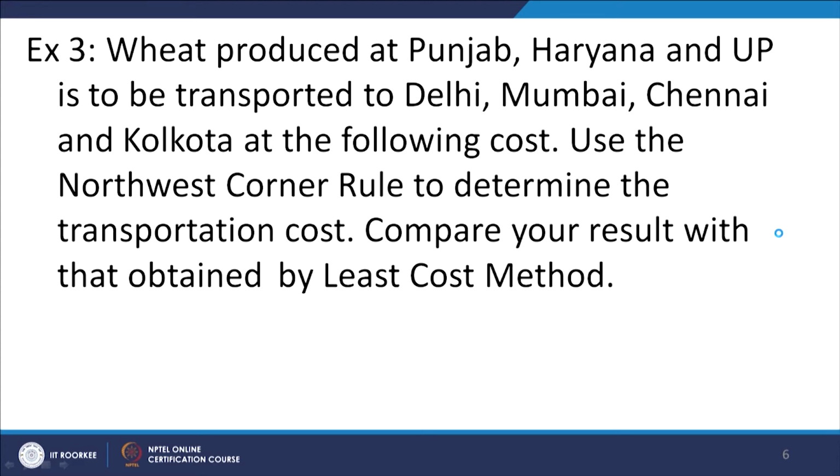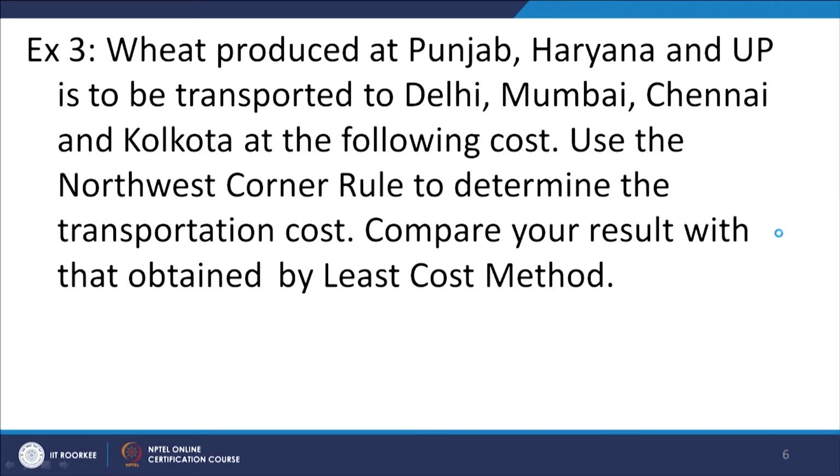Next, let us solve another example 3. This is a transportation problem. So, the problem says that wheat is produced at Punjab, Haryana, UP is to be transported to the cities Delhi, Mumbai, Chennai and Kolkata using the following cost. So, this cost is given to us. We have to use the northwest corner rule to determine the transportation cost and compare our results with that obtained by the least cost method.